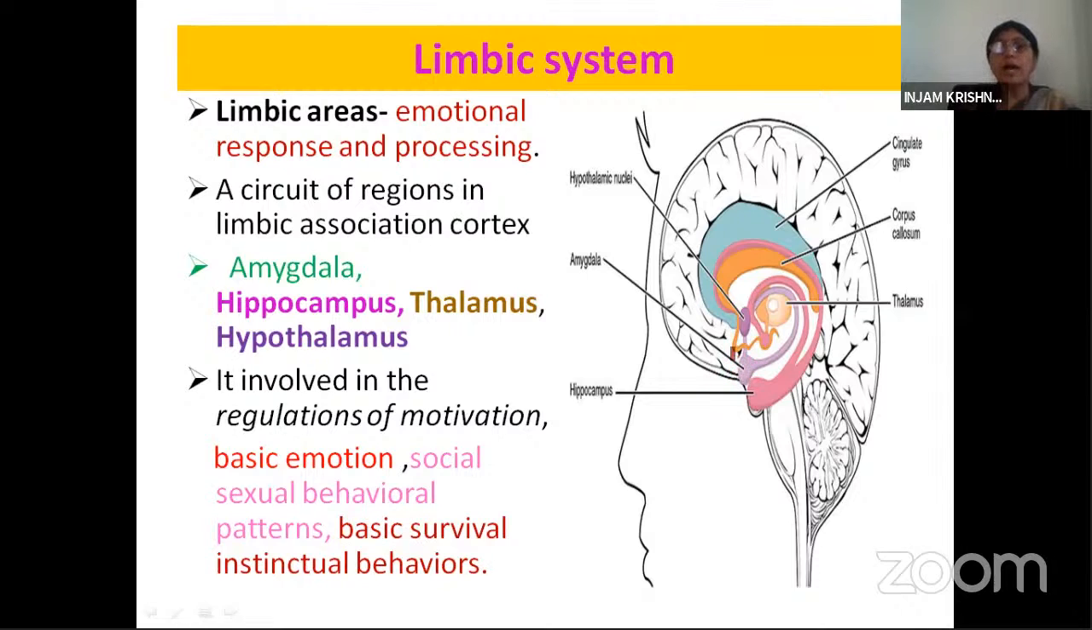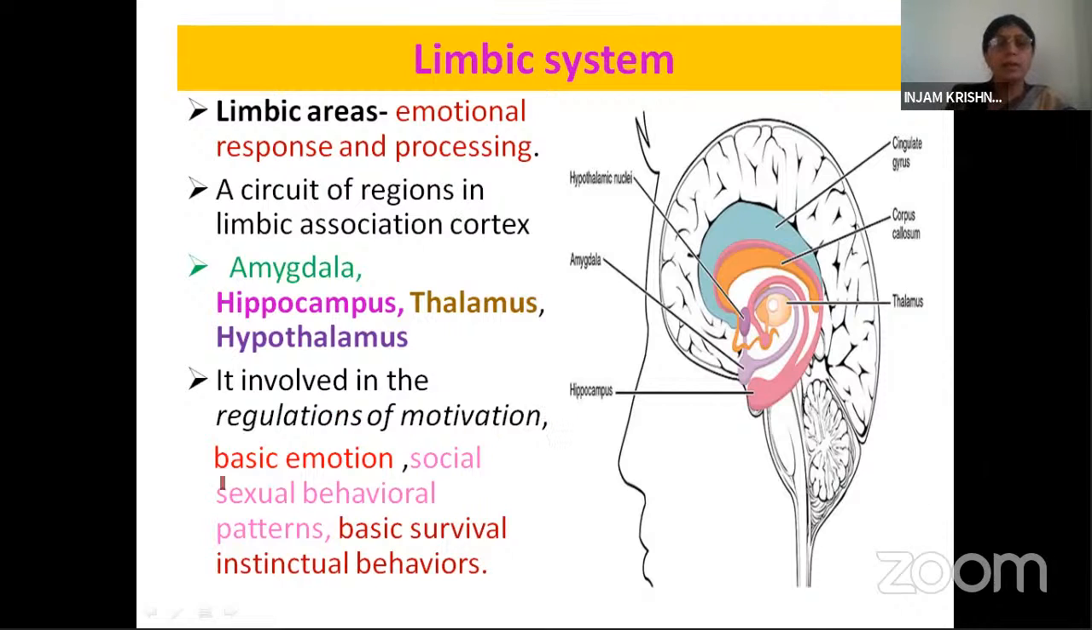Amygdala, and then hypothalamus, and the thalamus. These four of them form the circuit region. Yes, this is the circuit region. This is the limbic area. It is involved in the regulation of motivation. These are the functions of the limbic system.